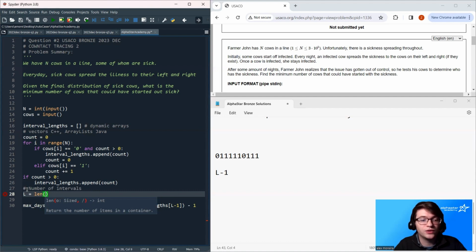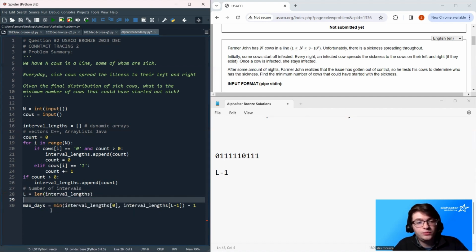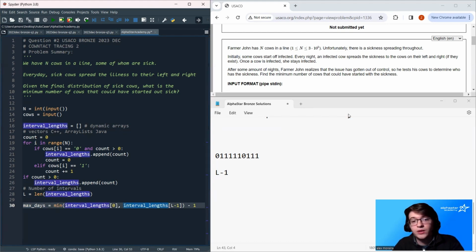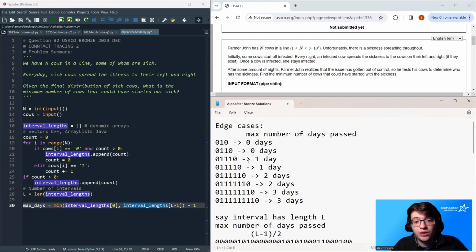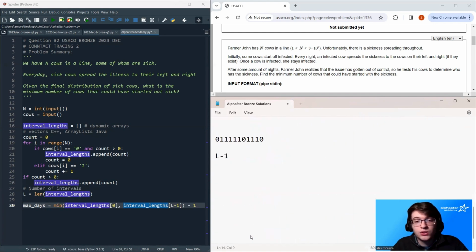It's just the length of interval lengths. However, sometimes the leftmost interval or the rightmost interval isn't on the edge, right? So if there was a 0 here, then this is not part of that special case, and we want to use the first formula we calculated. So we're going to want to check if this 0 exists and if this 0 exists.